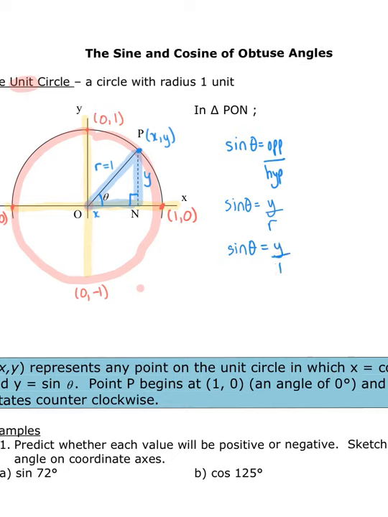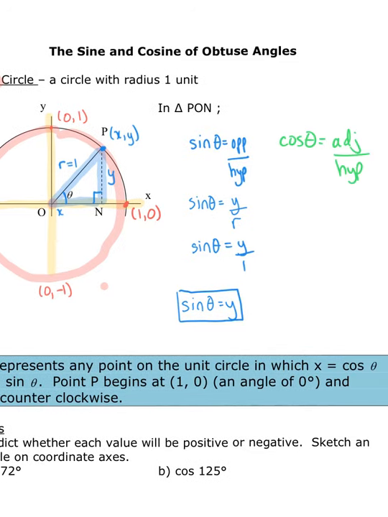And when you divide y by 1, you are left with simply y. So we can say that sine theta is equal to y. So if we know the y value of this triangle, we know what the sine ratio for this angle is.